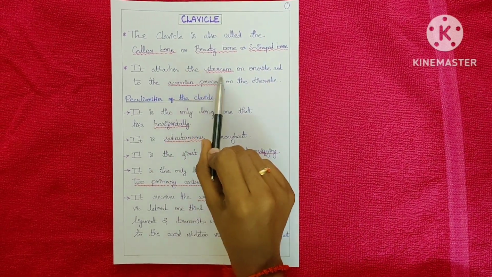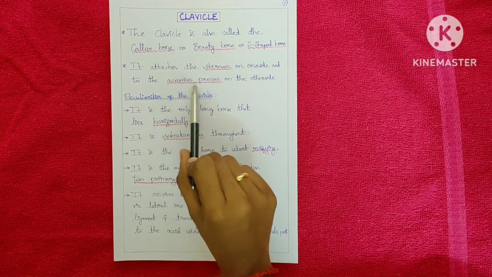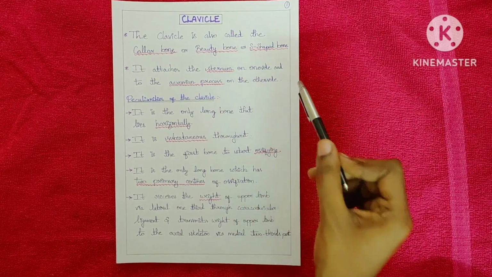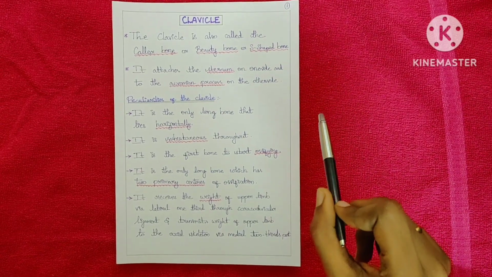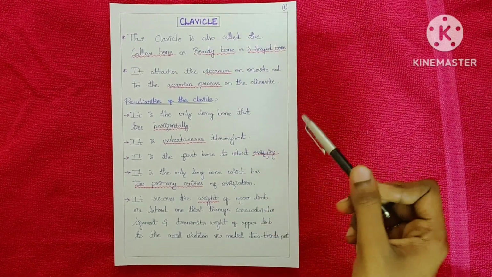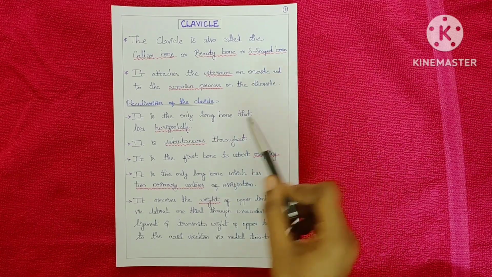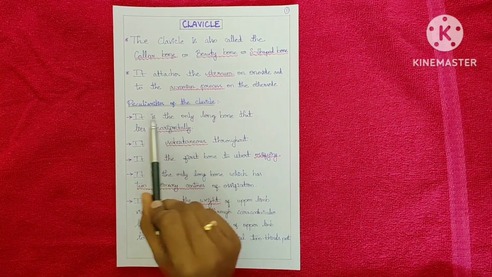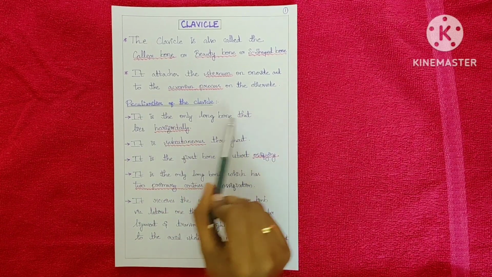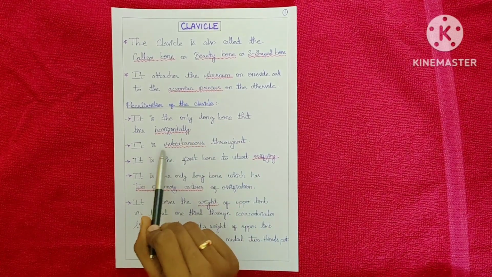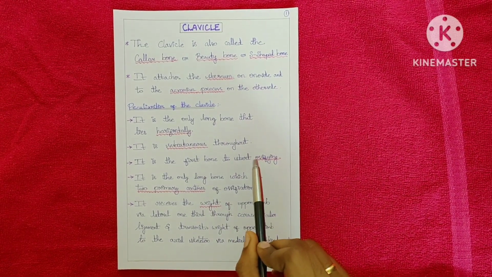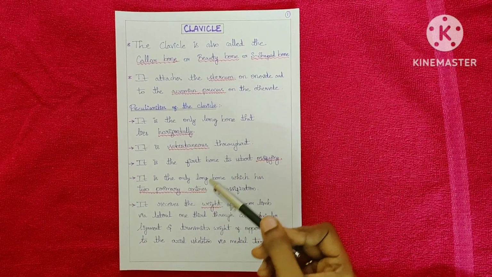It attaches to the sternum on one side and the acromion process on the other side. So, in a body, we can visibly see that the clavicle bone attaches to the sternum medially and the acromion process laterally. Now, we'll see the peculiarities of the clavicle. As I said, it is the only long bone that lies horizontally and it is subcutaneous throughout. Subcutaneous throughout means we can palpate it. It is under the skin.